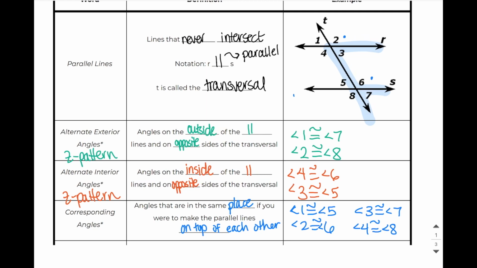And just a note about the F pattern, just like the Z pattern, it is allowed to be backwards. So if you notice here, angle 1 and angle 5, those are corresponding. We have a backwards F, and that's totally allowed as well.